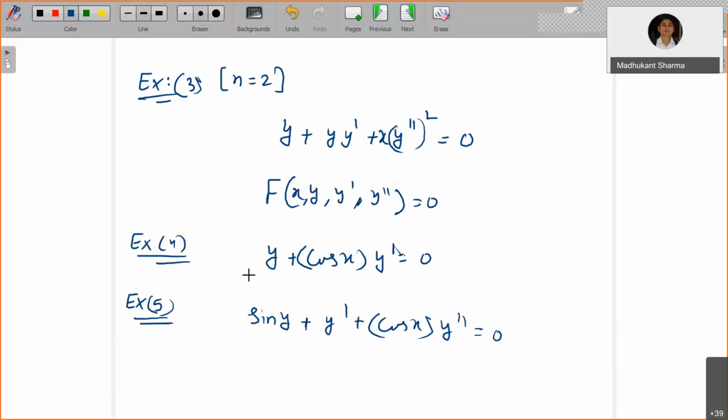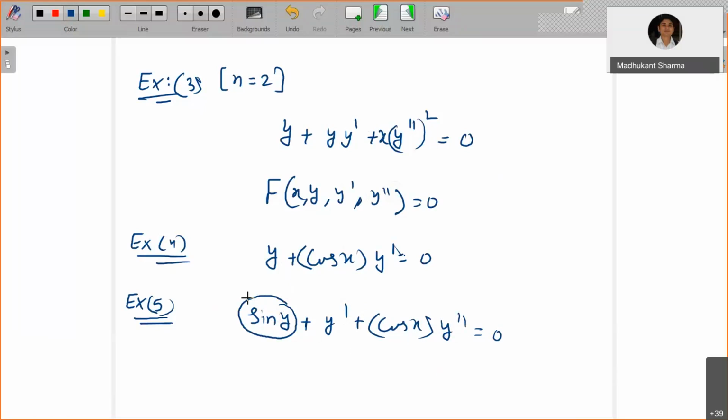But what is special here is that it's a function of y. Instead of sine y, I can take sine y dash, or I can take cos y double dash. If such things are happening, those equations are also known as non-linear equations. They are also not easy to handle. So I can comment only this much at present.